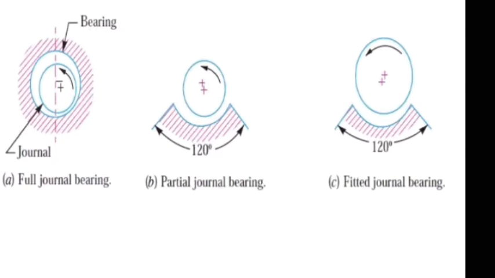And next we are going to discuss the third one, the fitted journal bearing. So what is the fitted journal bearing? When a partial journal bearing has no clearance, meaning the diameter of the journal and bearing are equal, that type of partial journal bearing is called a fitted journal bearing. So this is about the classification of sliding contact bearings based on the sliding action.